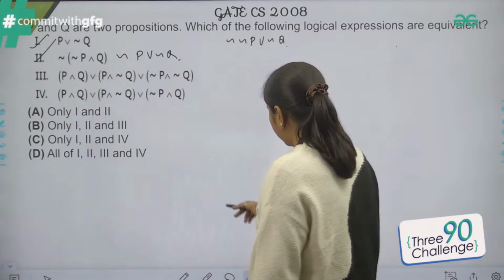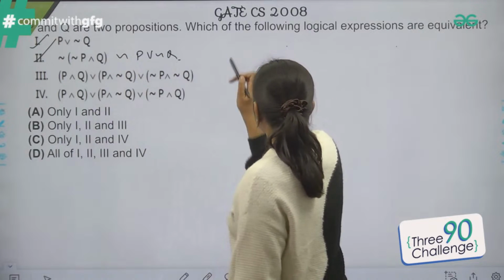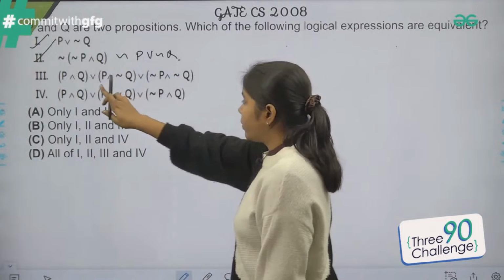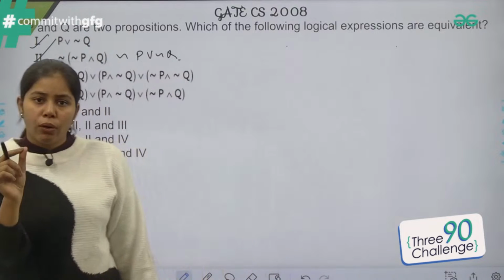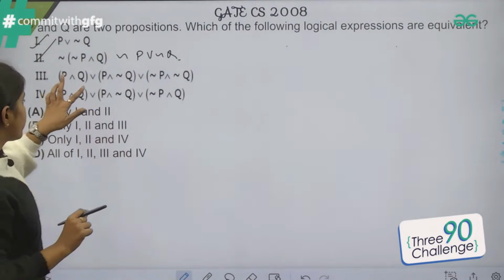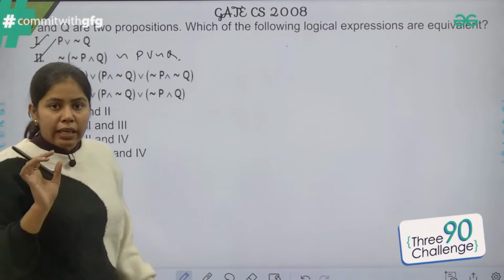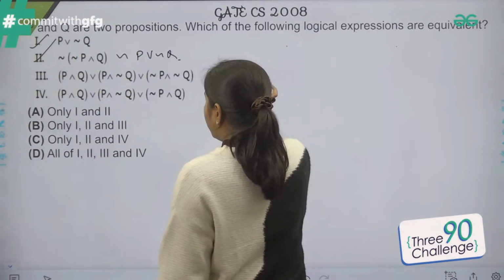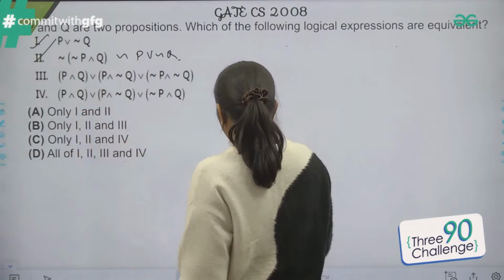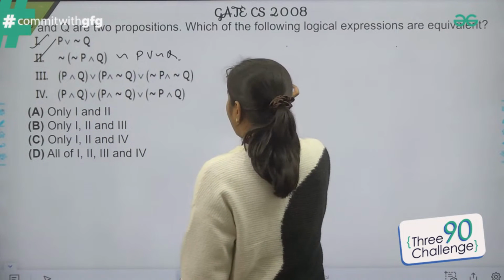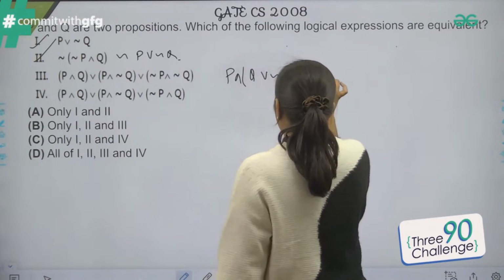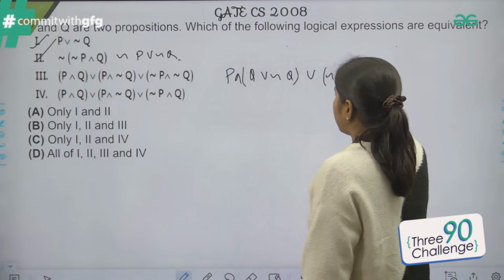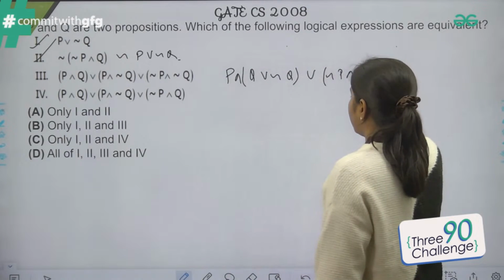So let's check the third one. Guys, just remember all the laws you have studied. You can take P common out of it. What would I get if I take P common? P and (Q or negation Q), and the last term remains the same, negation P and negation Q, right?